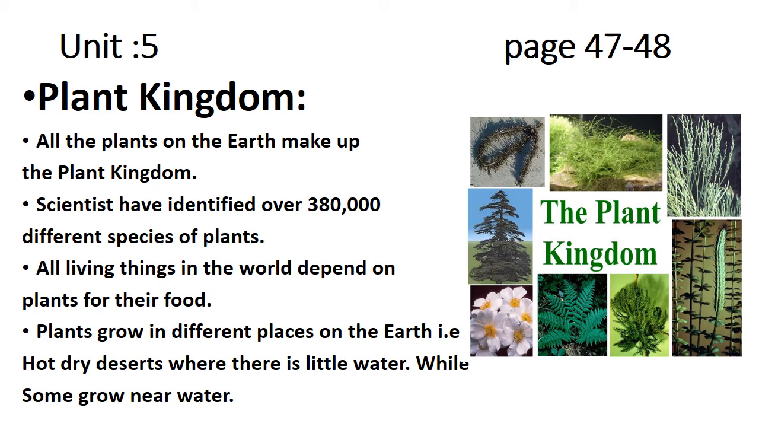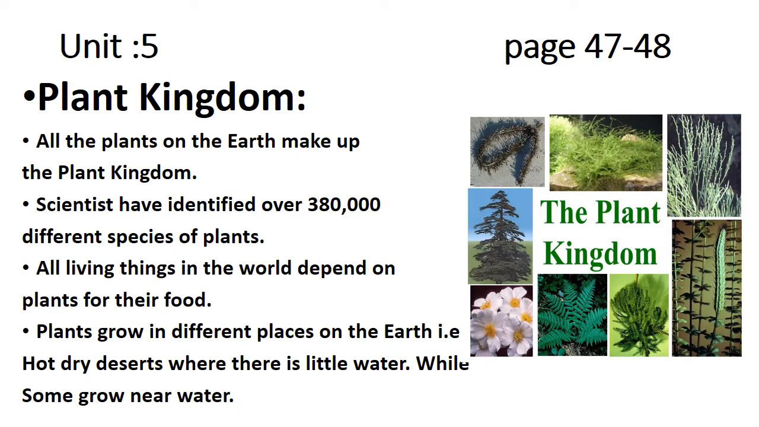Today we are going to start with unit number 5 and we are going to cover page number 47 to 46, plant kingdom. All the plants on the earth make up the plant kingdom. So basically you have different types of plants on the earth, and all these plants are included in a group, in a kingdom that is known as plant kingdom. Scientists have identified over 380,000 different species of plants. So basically up till now scientists have discovered 380,000 different types of plants.